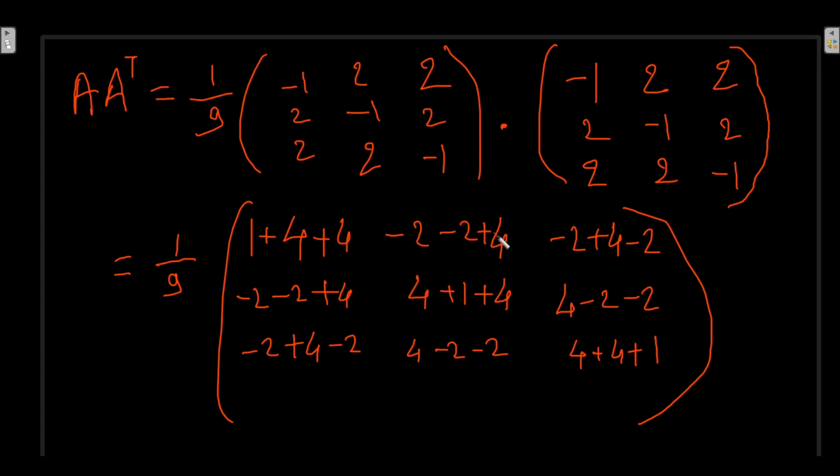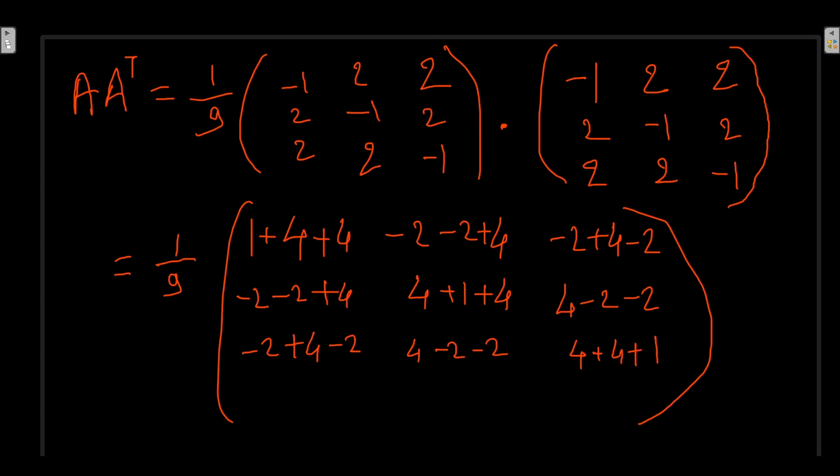Minus 2 plus 4 is equal to 0. Minus 2 plus 4 minus 2 is equal to 0. Minus 2 plus 4 is equal to 0. 4 plus 1 plus 4 is equal to 9. 4 minus 2 is equal to 0. Minus 2 plus 4 minus 2 is equal to 0. 4 minus 2 is equal to 0. 4 plus 4 plus 1 is equal to 9.